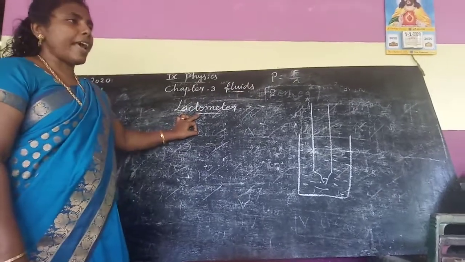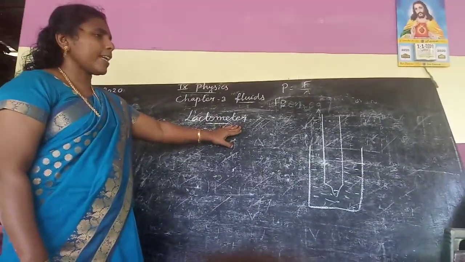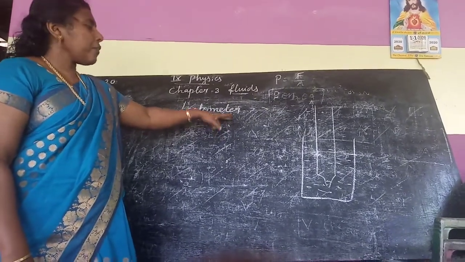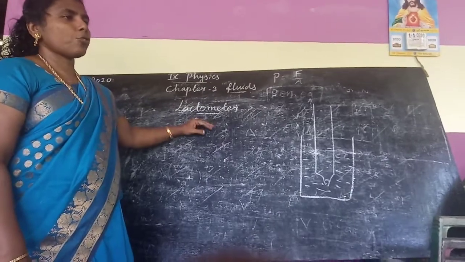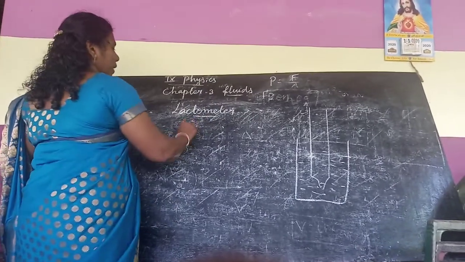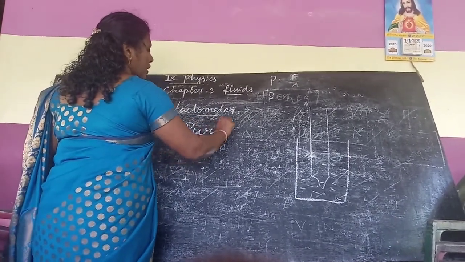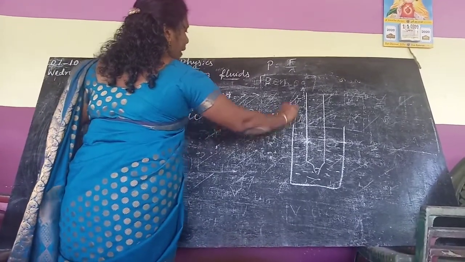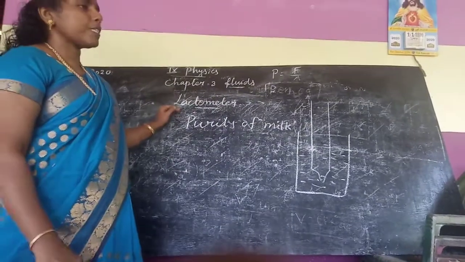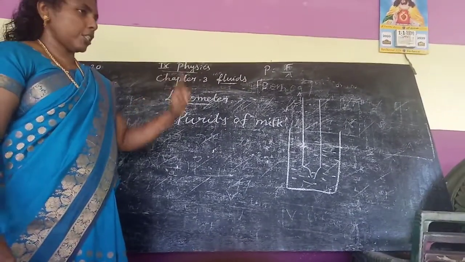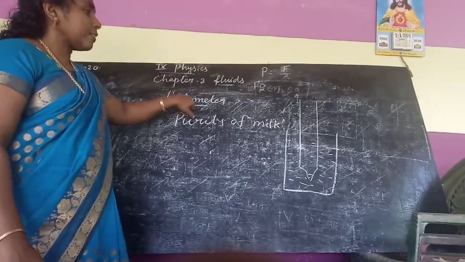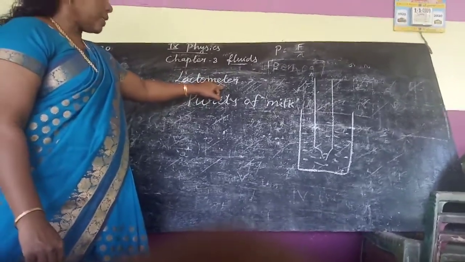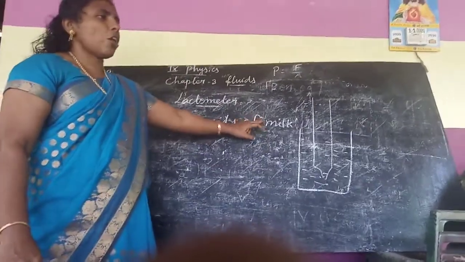Next one is the lactometer. The lactometer is one form of hydrometer. Why are we using this lactometer? To find the purity of milk. And the hydrometer, why do we use a hydrometer? To find the relative density of a liquid. The lactometer is one form of hydrometer, and it is used to find the purity of milk.